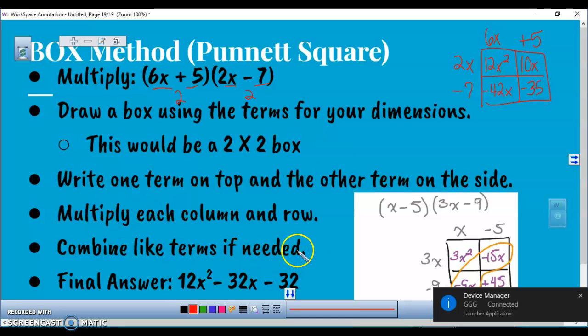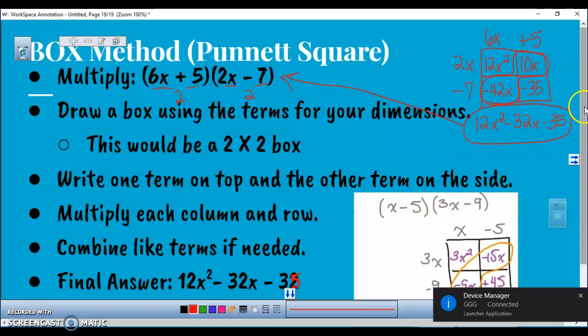Combine like terms if needed. So my only like terms here are negative 42x and 10x. That gives me 12x squared minus 32x minus 35. This should say 35. Just a typo. And that would be your simplified answer here for this expression.